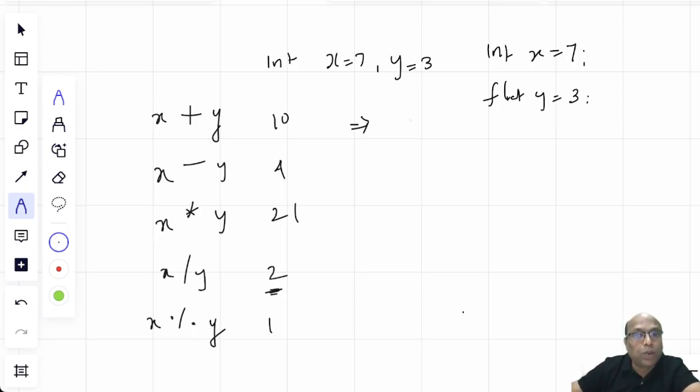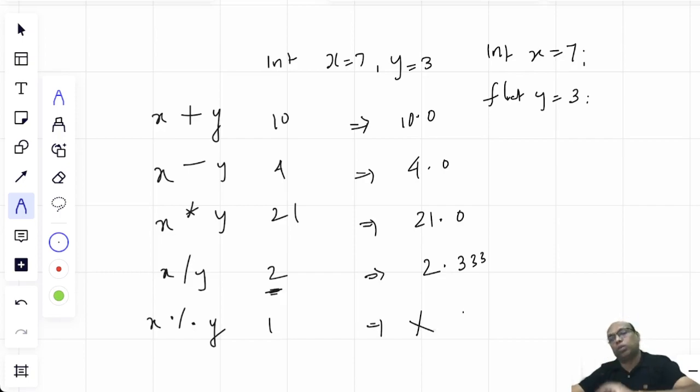X plus y is going to give me 10.0. X minus y is going to give me 4.0. X into y is going to give me 21.0. X divided by y is going to give me 2.333. And x mod y cannot be done. You can't do it. Why can't you do it? That's the next question that we are going to understand. Why is this possible? Why did this give me 2.3? Why did this give me 2? Why is this possible? Why is it not possible?